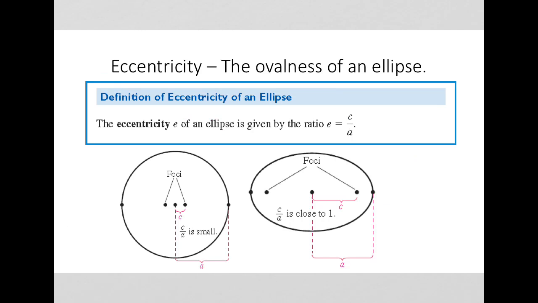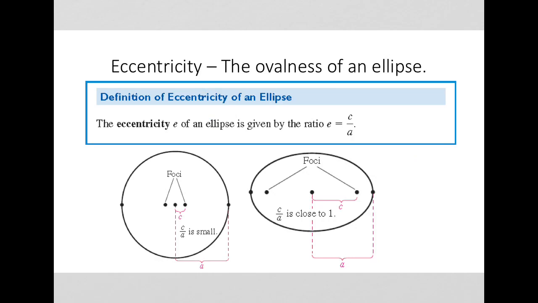Now, one last term for you to know before we move forward and actually start doing some problems is a term called the eccentricity, which essentially just refers to the ovalness of the ellipse. The eccentricity E of an ellipse is given by the ratio C over A, so the focal radius divided by the distance from the center to the vertex. That tells you the eccentricity of the ellipse.